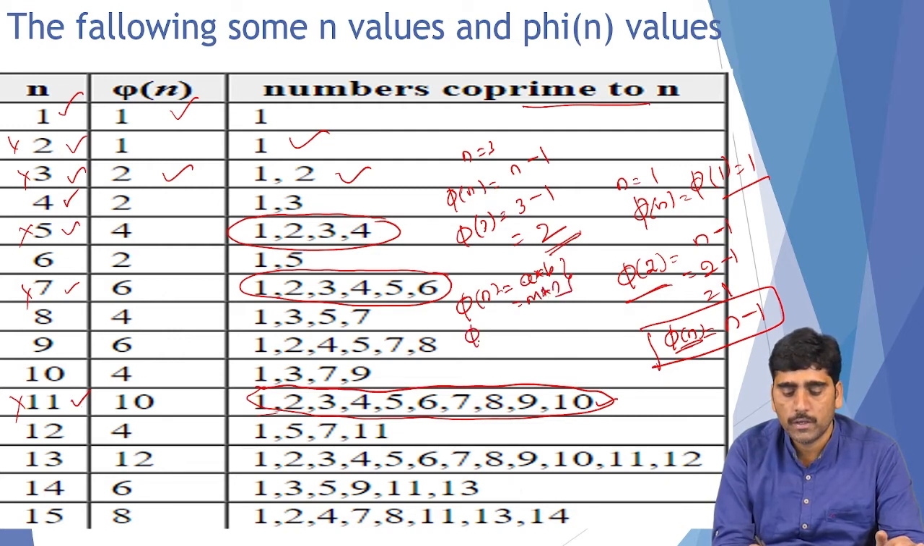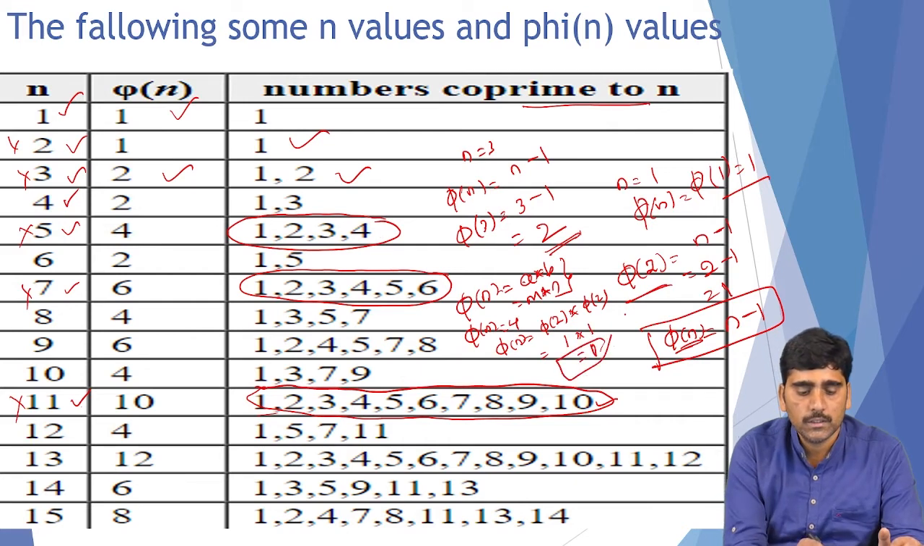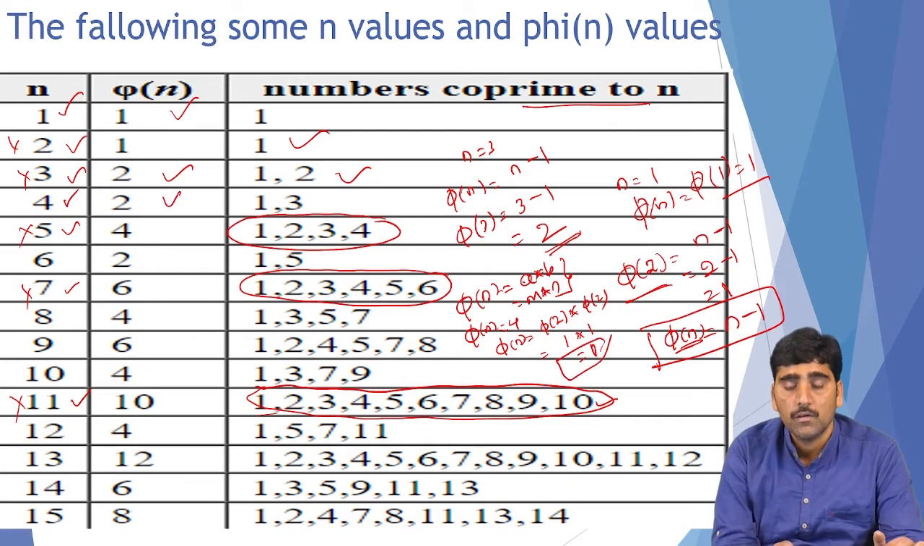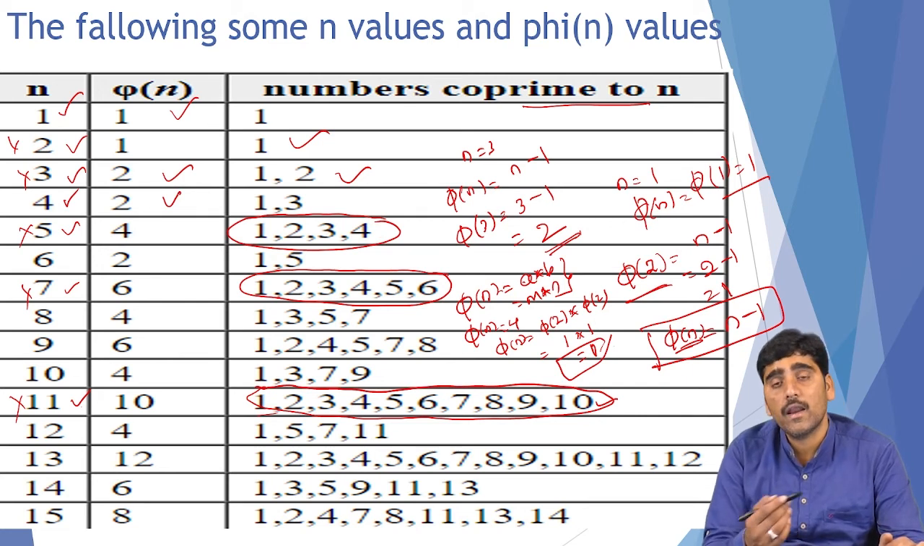Suppose n equals 4. For phi of 4, you can write 2 into 2, so phi of 2 into phi of 2. So phi of 2 is 1, and phi of 2 is 1, 1 into 1 is 1. But here the 2 came, so for these composite numbers we can have another formula, which we'll discuss in the next slide.